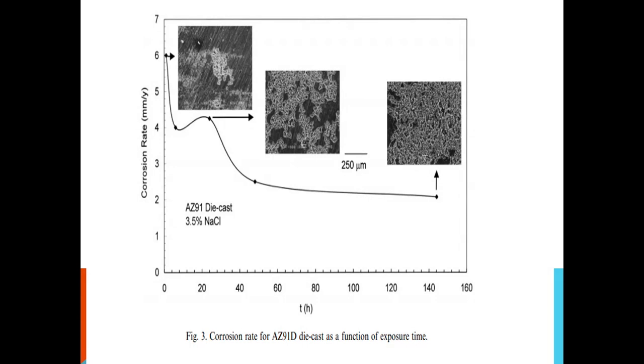Corrosion rate for AZ91D die cast as a function of exposure time. It can be explained that the corrosion rate, in millimeters per year, decreases with control of the microstructure of this alloy, AZ91 die cast.